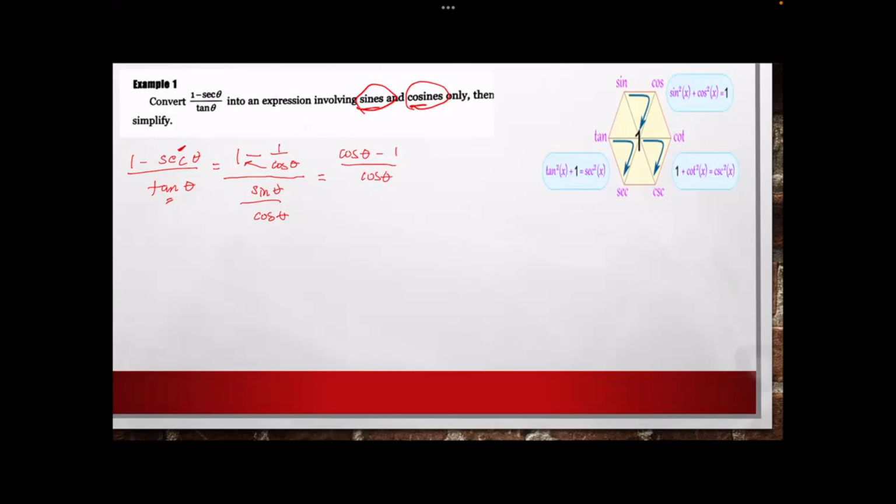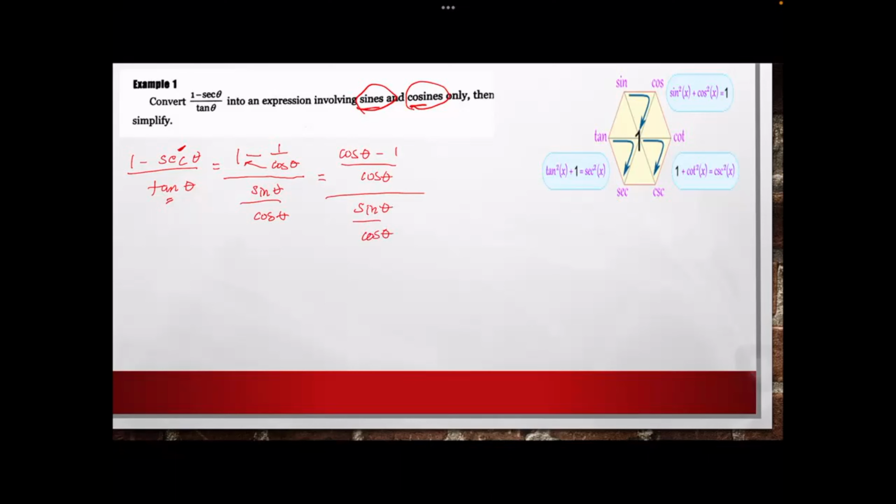So, again, multiply natin yung cosine dun sa 1 kasi 1 times cosine is cosine. Then, minus 1, copy the minus 1, all over. Since multiply natin siya, paparehas na siya ng denominator which is the cosine theta. All over the sine theta over the cosine theta.